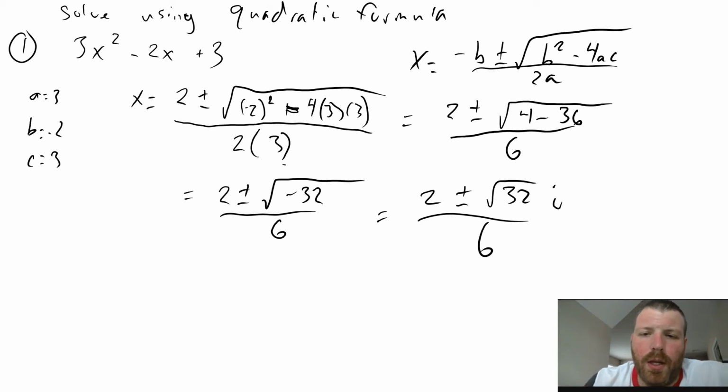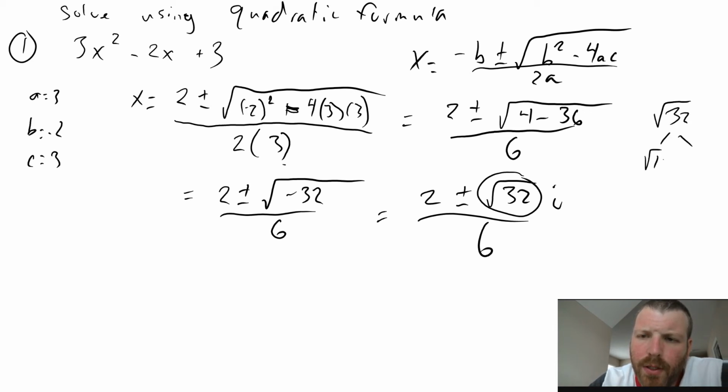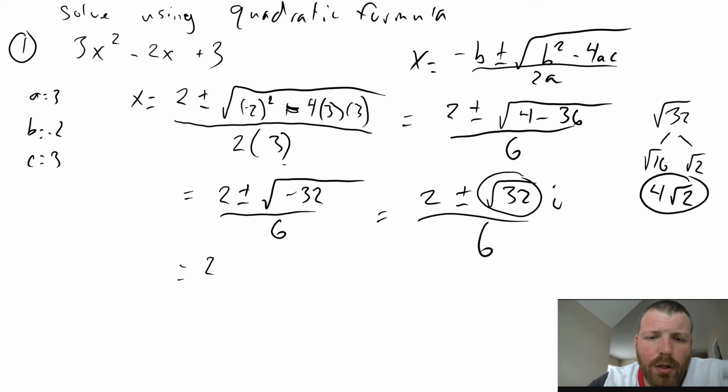So what we want to do then, and I think the best thing to do, is to break this down even more. And so I'm just going to do that over here on the side. The square root of 32 can break down into the square root of 16 and the square root of 2, because the square root of 16 times the square root of 2 would give you the square root of 32. The square root of 16 is 4, and so you have 4 square root of 2. So what I can do is replace that. So let's just put that down here. 2 plus or minus 4 square root of 2 i over 6.